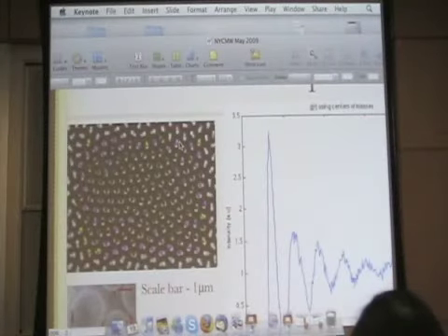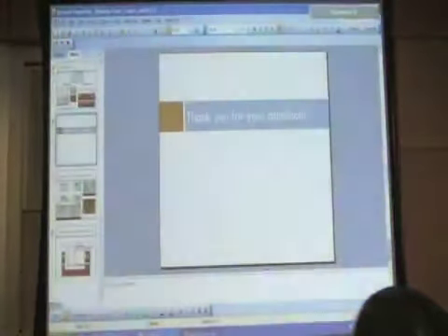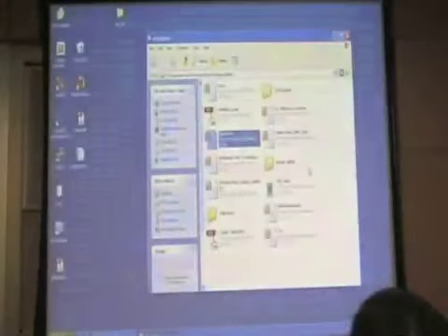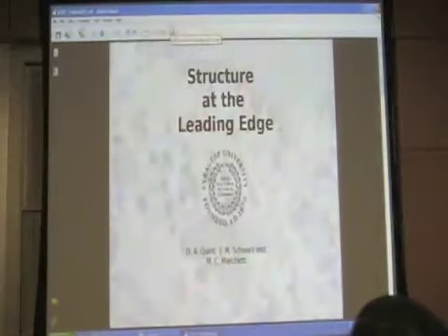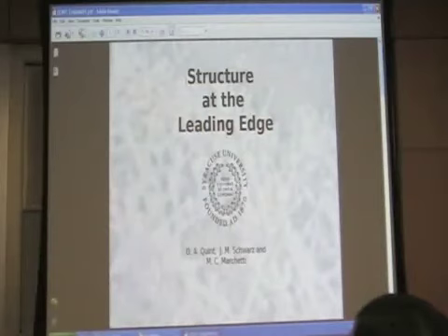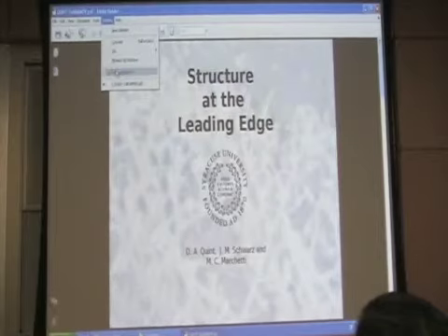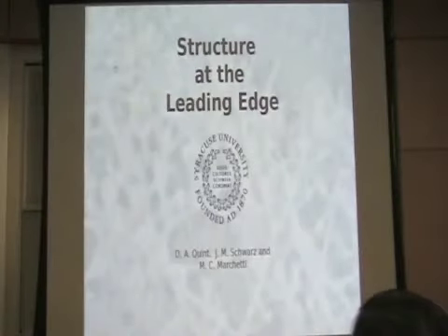All right, next speaker is David Quinn from Syracuse University, and the title of his talk is Structure at the Leading Edge. Good afternoon.